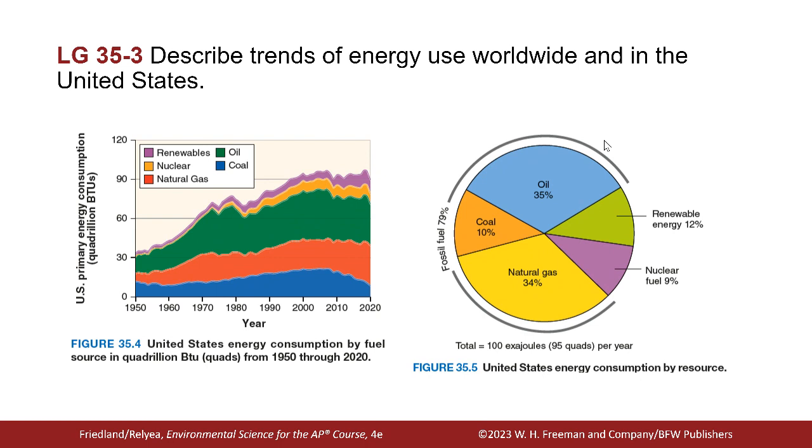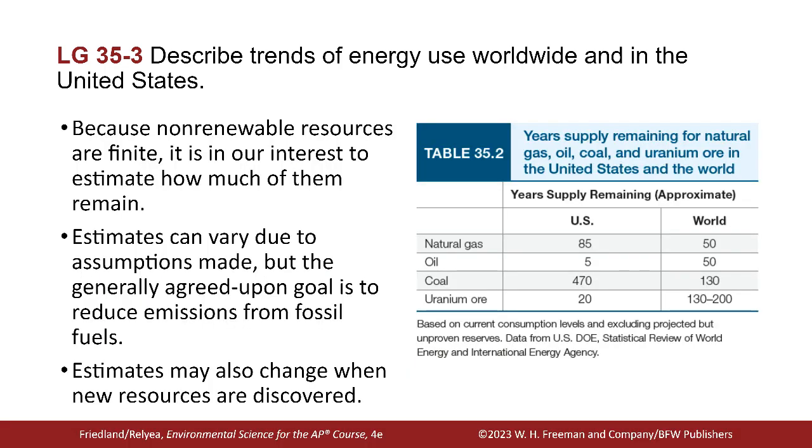Okay, there's your stacked graph in another pie chart. We can see that predominantly we still use oil quite a bit, and oil and natural gas make up about 70% of the total energy we use. And renewable energy is only about 12%. We need to try to get this number up and these numbers down. The reason being is because we're going to run out.